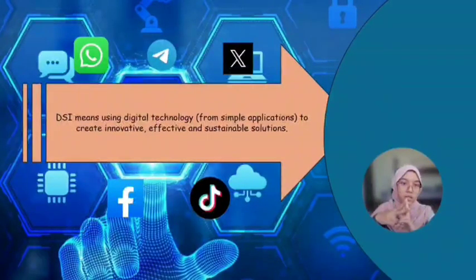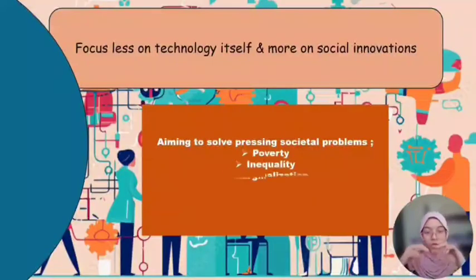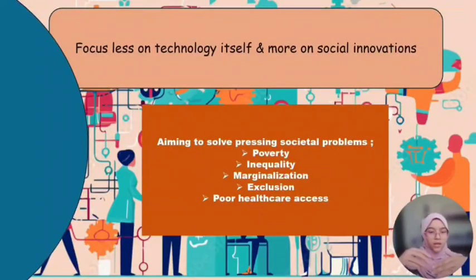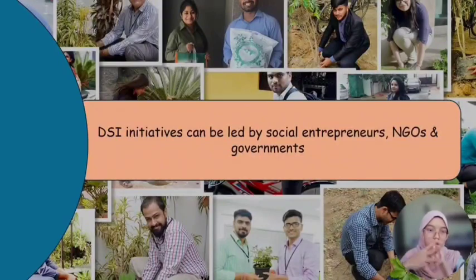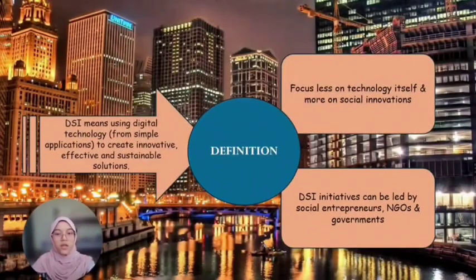The second one is it focuses less on technology itself and more on social innovation. These are the aims to solve pressing societal problems. The third one is the DSI initiative can be led by social entrepreneurs, NGOs and governments. Not only that, charities, cooperatives and companies can also be part of it. That was only the definitions. Let's continue our journey to really understand the impact of digital social innovations.